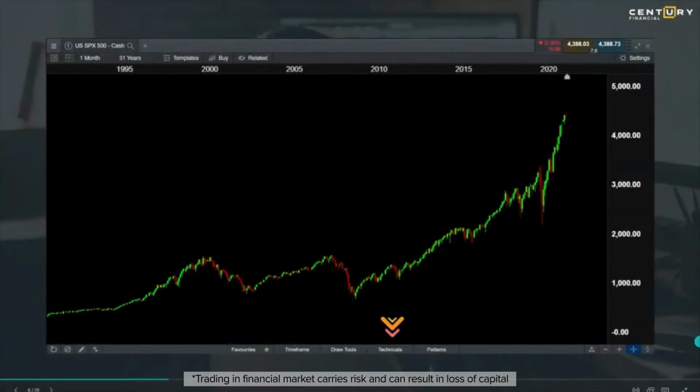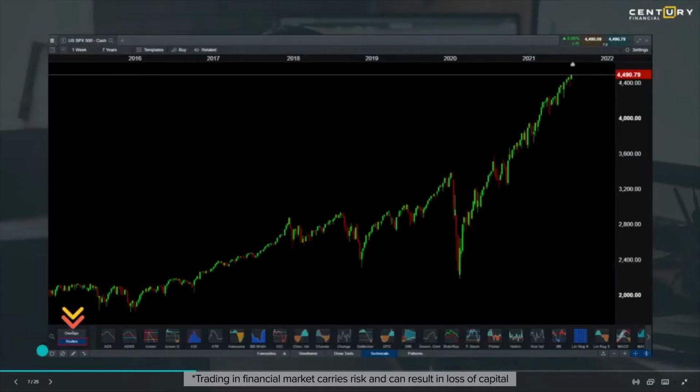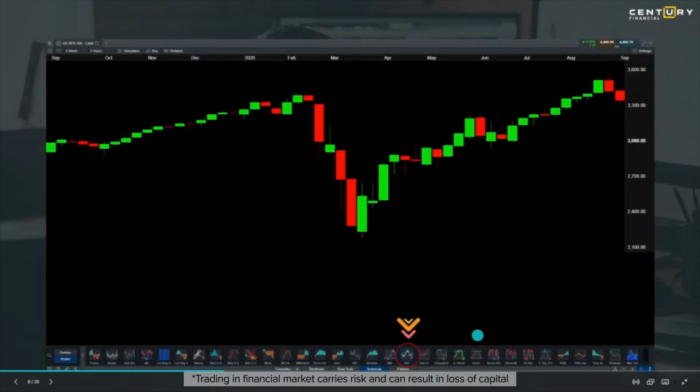So now we are on SPX 500. At the bottom, you click on technicals, you go to technical analysis, and the bar below opens up for you. On the left hand side, you have overlays and studies. We are getting into studies. You click on studies, then you find RSI over here. In case you're not able to find RSI, there is a search button on the left hand side. You can just type RSI and you should be able to find it.